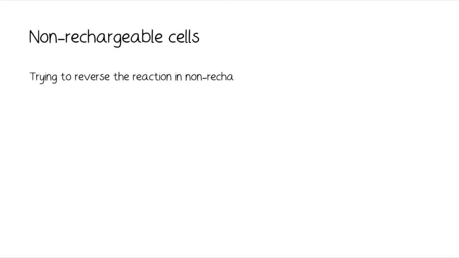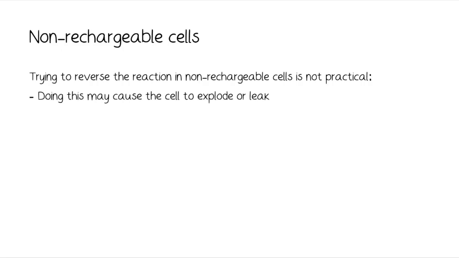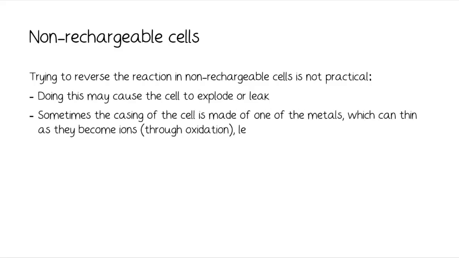The reason that non-rechargeable batteries are so is because trying to reverse the reaction isn't really practical. Trying this might cause the cell to leak or explode. Now, sometimes they actually make the casing out of one of the metals used. So if they become ions through oxidation, that can actually wear down the casing and make it leak.